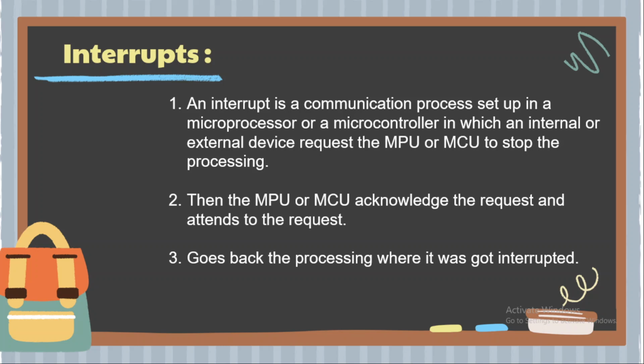CU acknowledges the request to attend to the request, then goes back to the processing where it was not interrupted. For example, if the oven door is open while cooking, an interrupt triggers the ISR to stop the machine immediately.